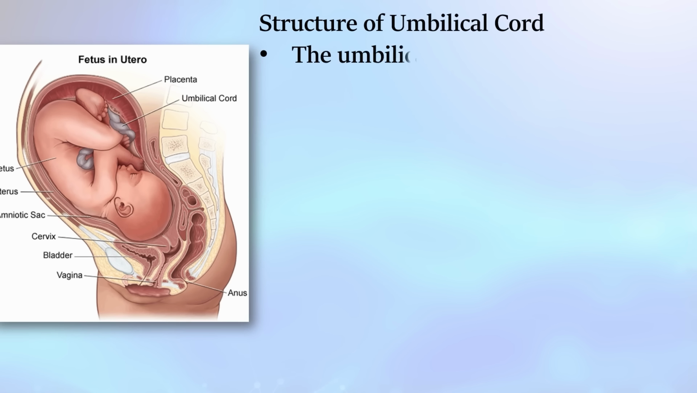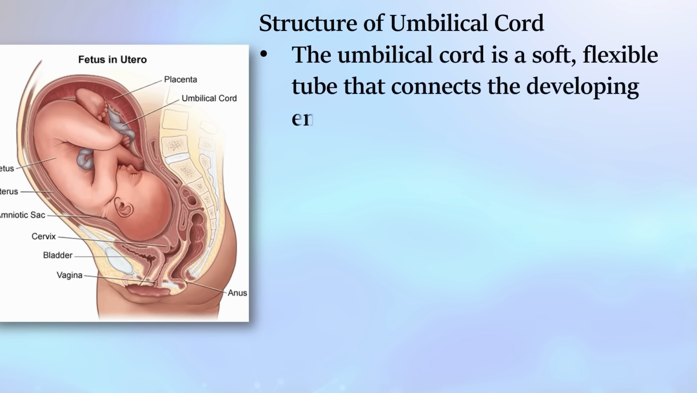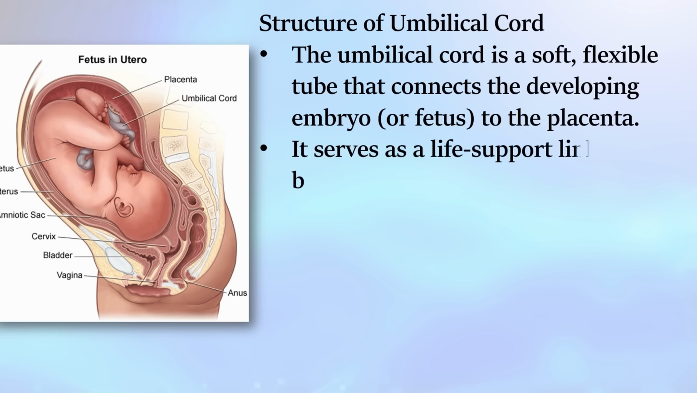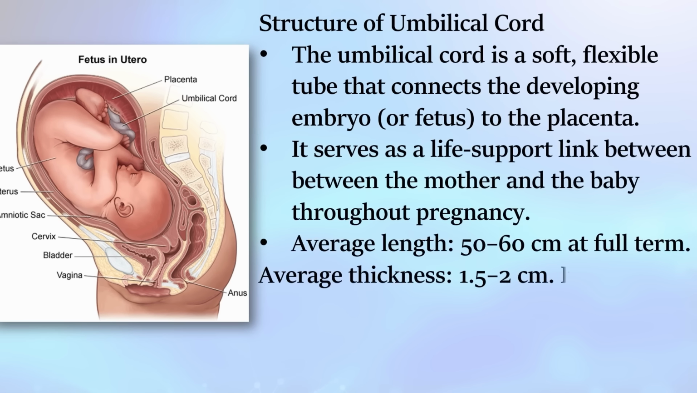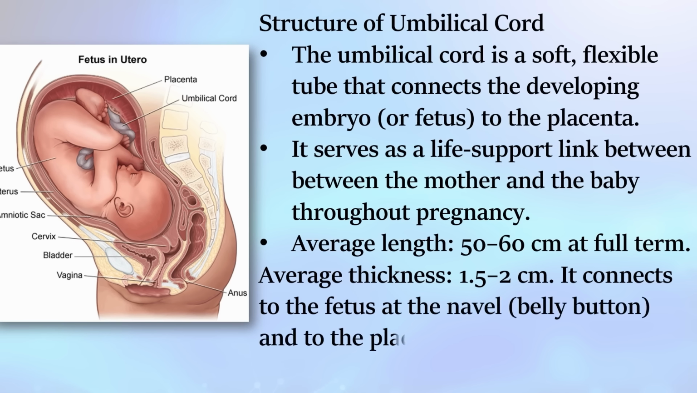Let us discuss about an interesting structure that connects the fetus and the placenta, the umbilical cord. The umbilical cord is a soft, flexible tube that connects the developing embryo to the placenta. It serves as a life support link between the mother and the baby throughout the pregnancy. Its average length is 50 to 60 centimeters. Its average thickness is 1.5 to 2 centimeters. It connects to the fetus at the navel and to the placenta at the other end.